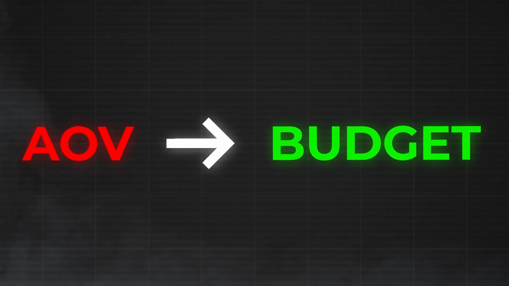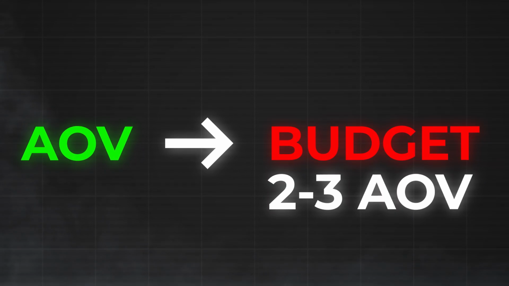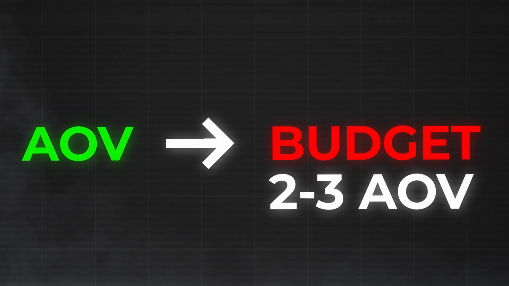Because the truth is, the lower your average order value is, the higher your daily budget should be. And the higher your average order values, you can generally get away with a 2 times multiple or a 3 times multiple for your daily budgets.